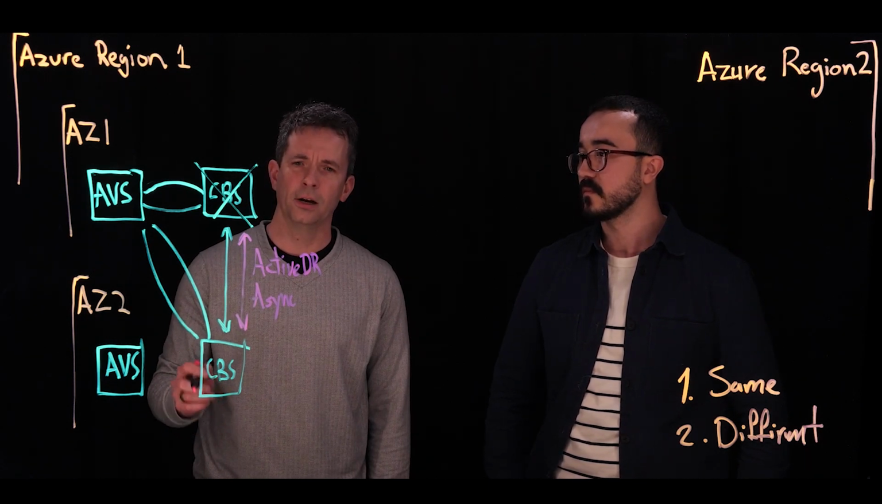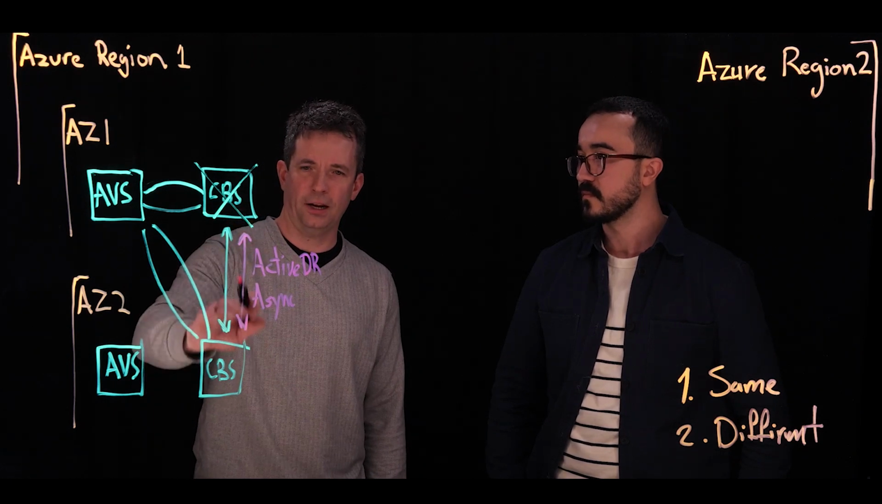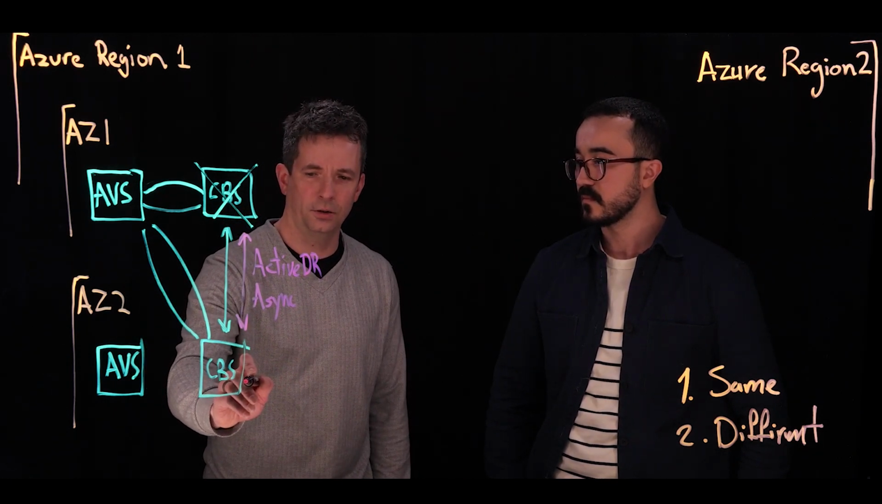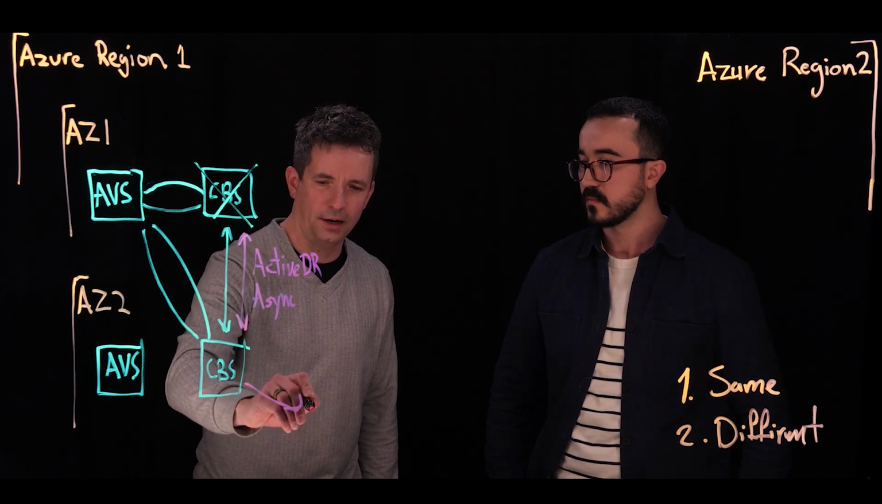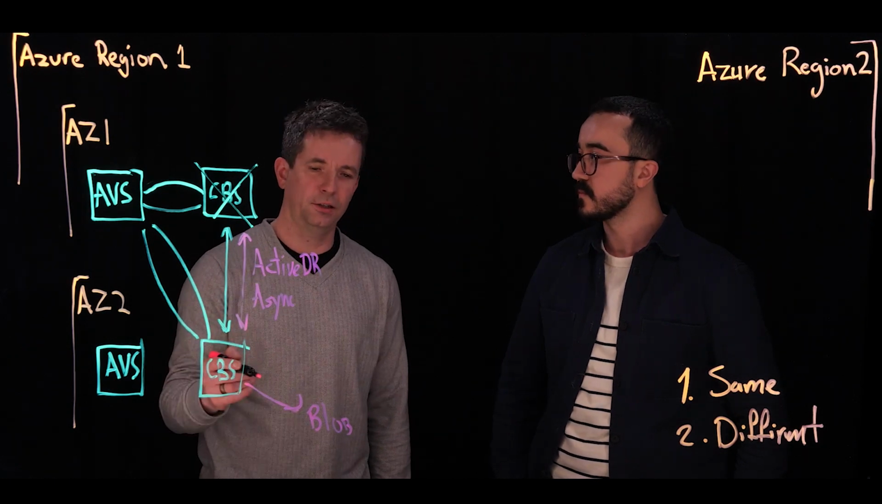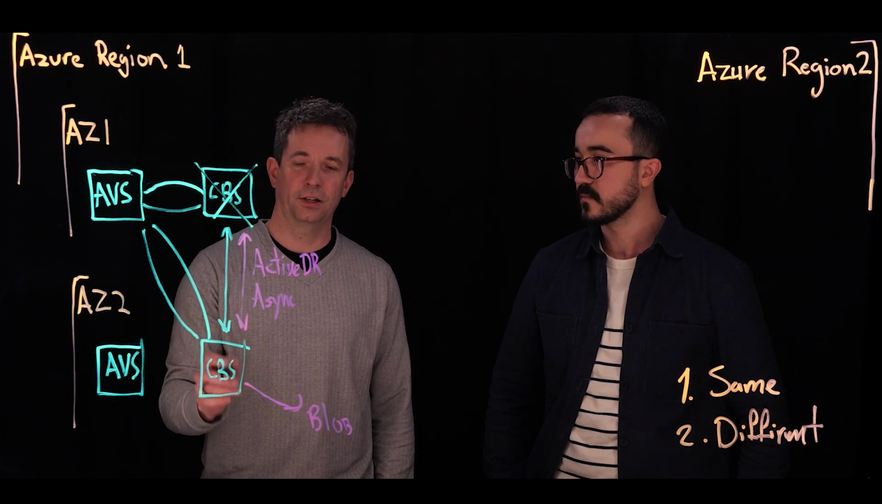Final option, which I'll touch on here, is perhaps I've got data asynchronously replicating between these two CBS instances. I can also use CloudSnap to replicate this data out to Azure Blob Storage. And that could potentially be same region, different region, anywhere around the globe. Adam will touch on this in a minute here, but just as another option.